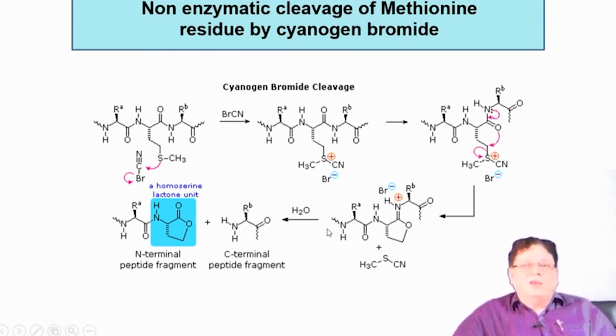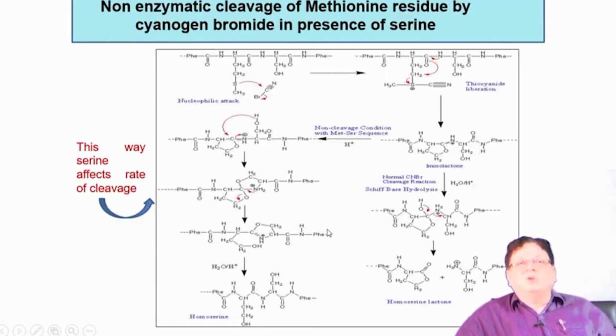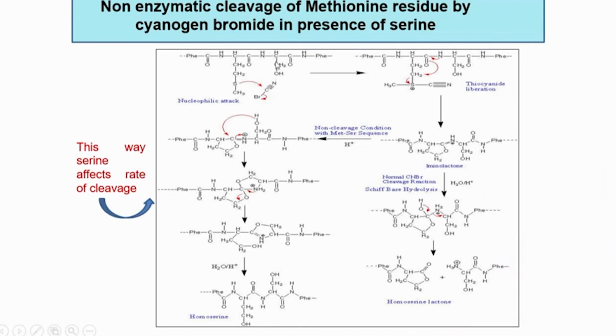Now, this cyanogen bromide reaction however, does not work for 2 amino acids. It does not work if the second amino acid happens to be a serine. Serine is CH2OH. You can see here that this is serine and this was your methionine. The first reaction takes place, no problem, the bromine goes out. So, you get this sulfonium ion. Now, the peptide bond, the oxygen comes and attacks this carbon, the sulfur leaves.